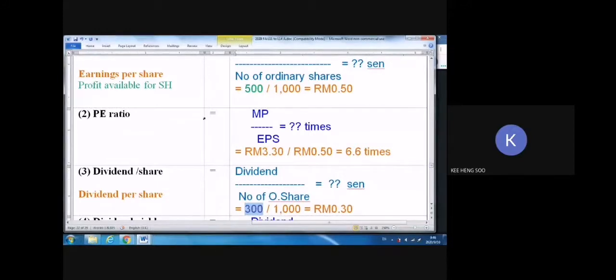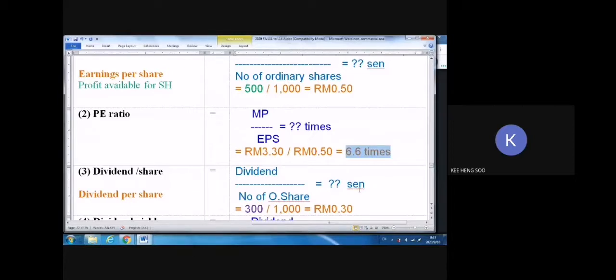Okay, price earning ratio measures the market price. I assume that market price is $3.30. You divide by this earning per share 50, it shows you 6.6 times. Again, higher better or lower better? No answer. Higher better. P ratio later on I'll discuss in theory. Higher better means it shows that the company is doing very well.